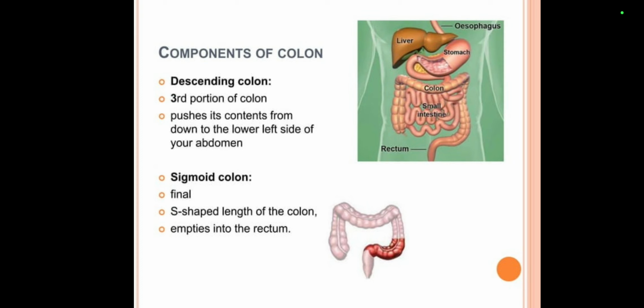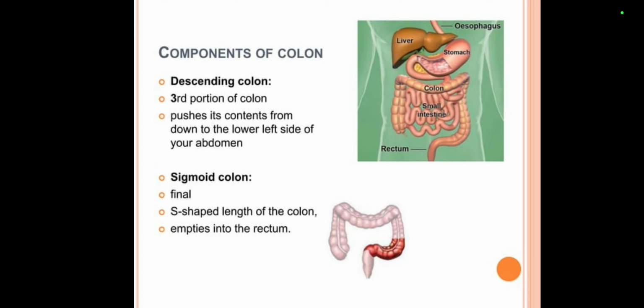Next we also have the descending colon. The descending colon is the third portion of the colon. If the ascending colon pushes undigested food up, here it pushes contents down to the lower left side of your abdomen. So the contents travel down to the lower left side of your abdomen. That is the purpose of having the descending colon.